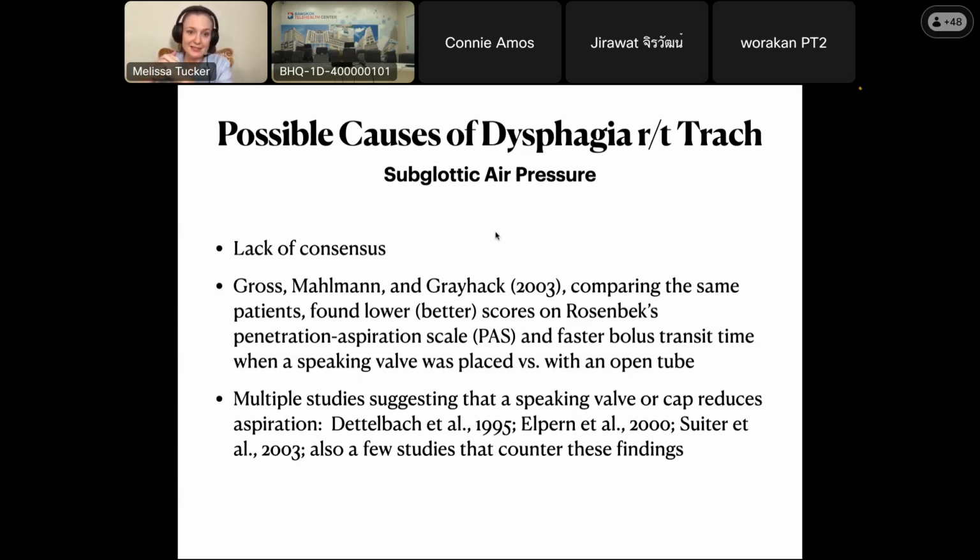It's a bias-closed one-way valve that can be applied to the end of the tracheostomy for patients who are able to tolerate cuff deflation. And it enables them to breathe in through the tracheostomy tube, but when they breathe out, the valve closes and they breathe out through their mouth and their upper airway.